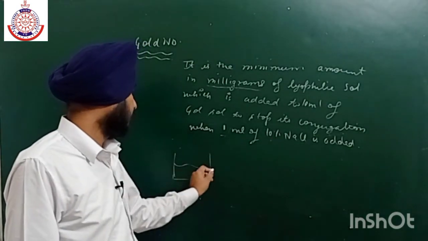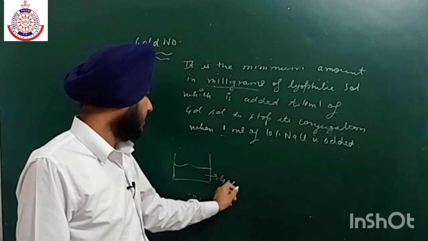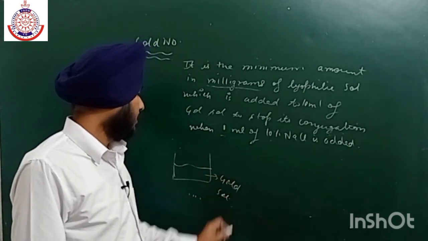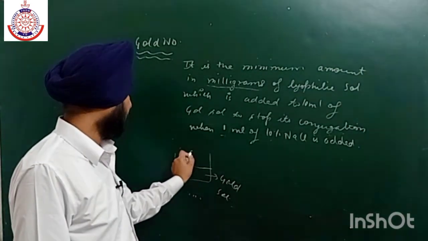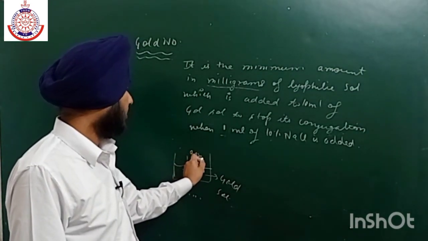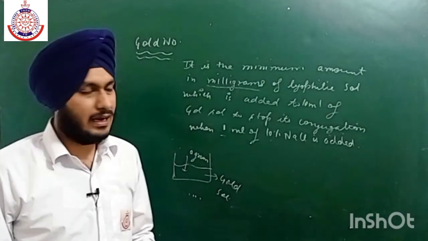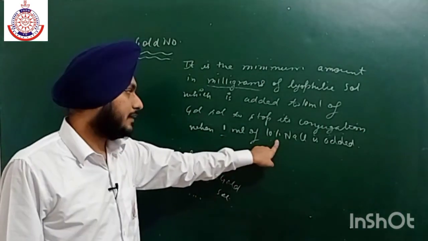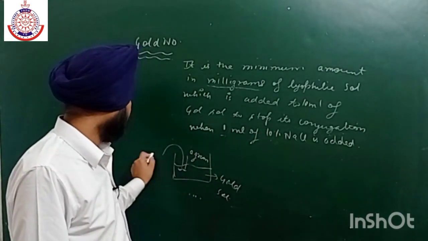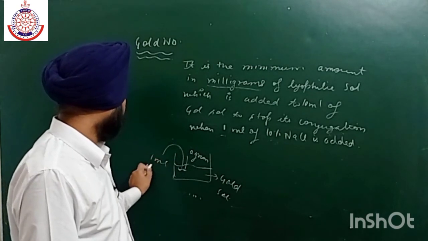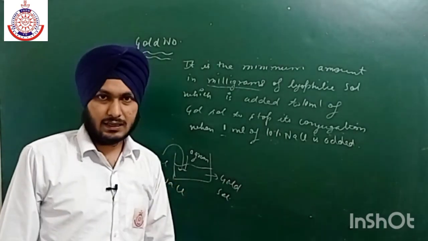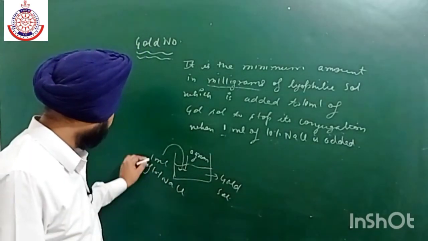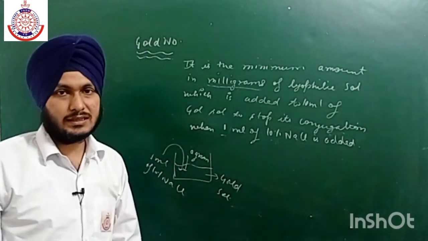ओके, तो जब हम 1 ml NaCl डाल दें, for example if we have this gold sol, ठीक है, ये गोल्ड सोल है हमारे पास, and we are adding some, for example we add a gram of lyophilic sol, and then we add 1 ml of 10% NaCl, there will be no coagulation taking place. ठीक है, तो कोई coagulation नहीं, but then we add 1.1 ml, then coagulation takes place.